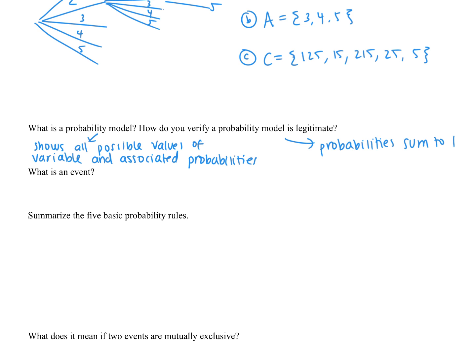An event is what we saw above. A is called an event. C is called an event. An event is a subset of the sample space. In other words, it is a certain set of outcomes from the sample space.